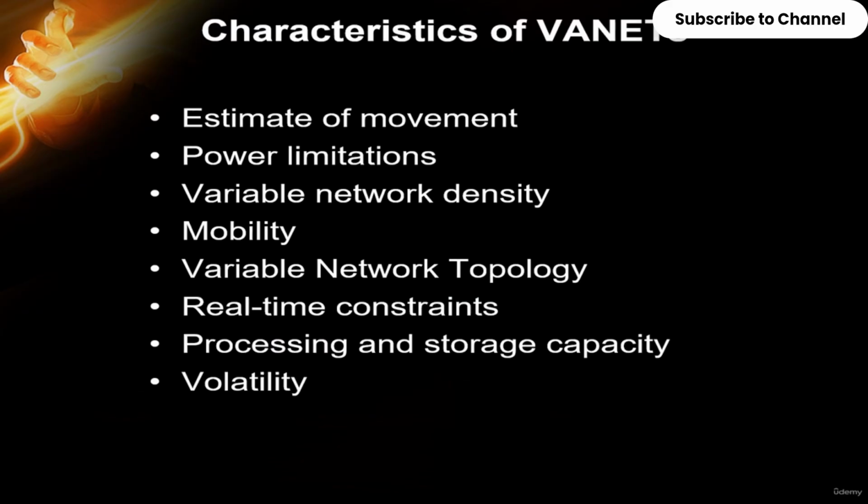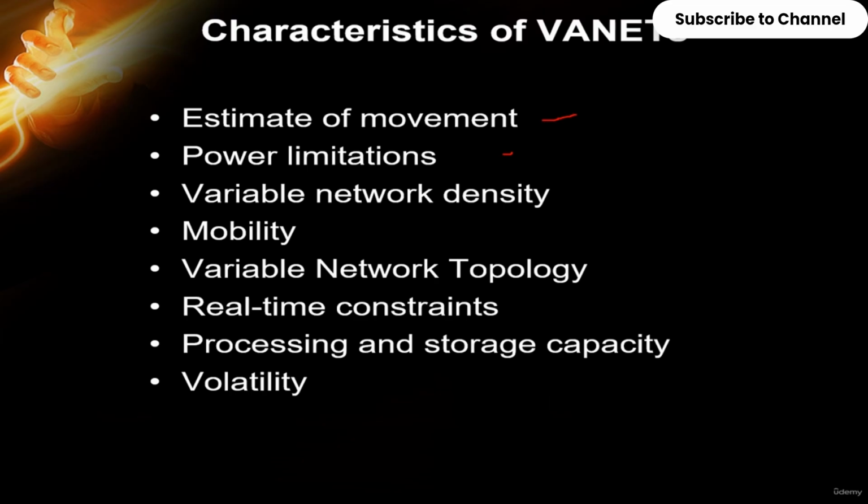Now we see the characteristics of VANET. VANETs have various characteristics, like estimate of movement. On highways, pedestrian walkways, crossing restrictions, vehicle mobilities, and various types of activities, these VANETs, with the help of RSU and OBU, can communicate with each other. Then power limitations. VANETs are not limited by power because all vehicles are equipped with extended battery life, so there is no power limitation for VANETs.